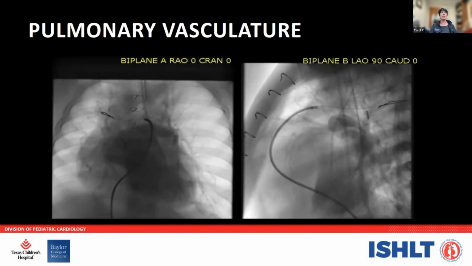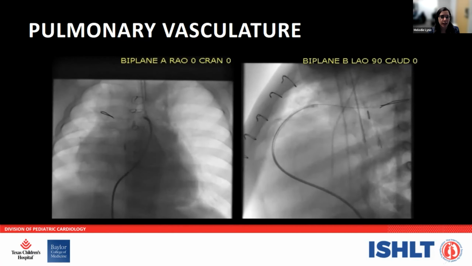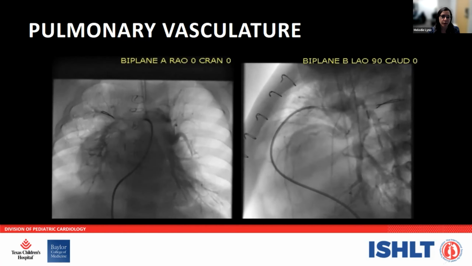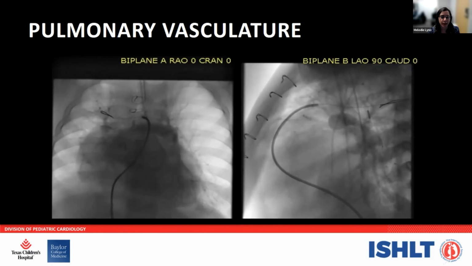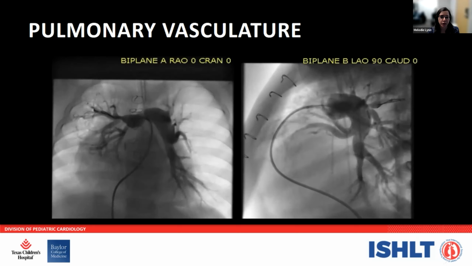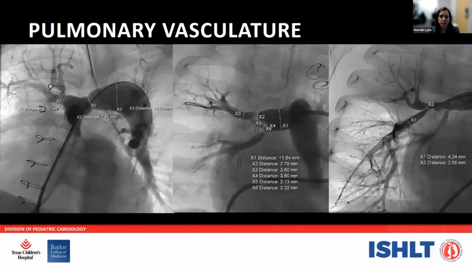Thanks. Okay, so this is a cine of her pulmonary vasculature. So you see that her left branch PA is quite dilated compared to her right system. There is a hypoplastic RPA in her and also bilateral underdevelopment of her distal pulmonary vasculature bed. We'll show you some still frames of that images as well.